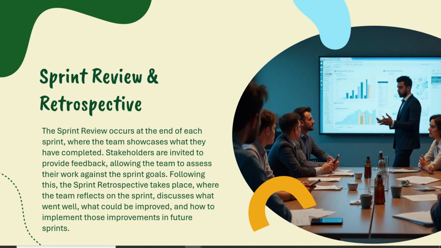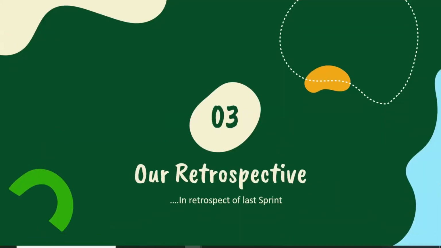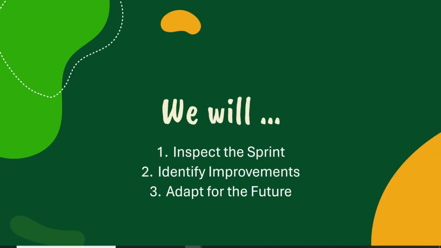Let's look at the sprint retrospective. The sprint retrospective is the final Scrum ceremony in the Scrum cycle. It occurs after the sprint review and serves as an opportunity for the Scrum team to reflect on their teamwork, processes, and tools with the goal of continuous improvement. In retrospect of our last week's sprint, we will inspect the sprint, identify improvements, and adapt for the future.